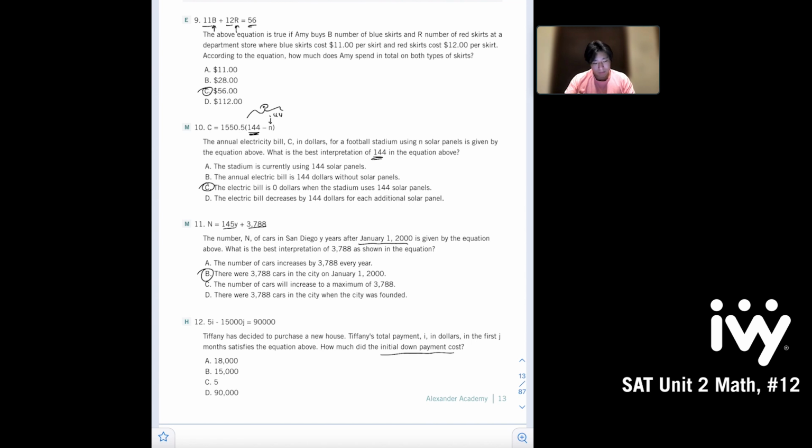So let's first, from this equation, add 15,000J to both sides. So we have 5I is equal to 15,000J plus 90,000. Now, let's divide both sides by 5. We have I is equal to 3,000J plus 18,000. So now we see when J equals 0, our initial cost is 18,000, or A.